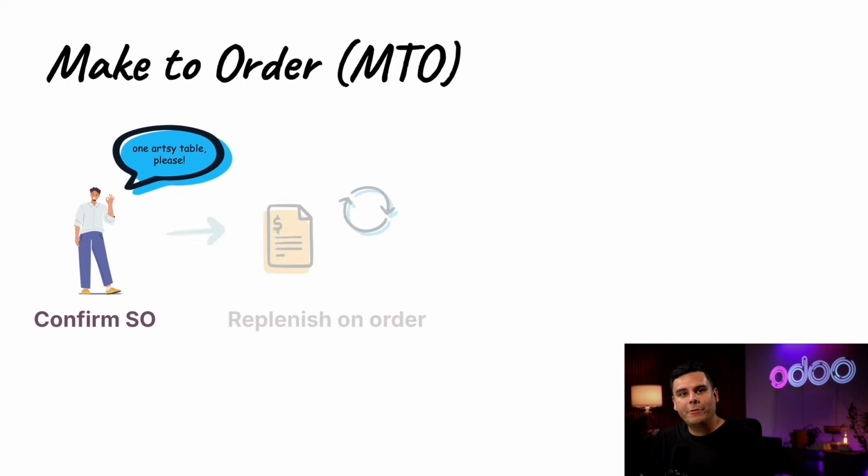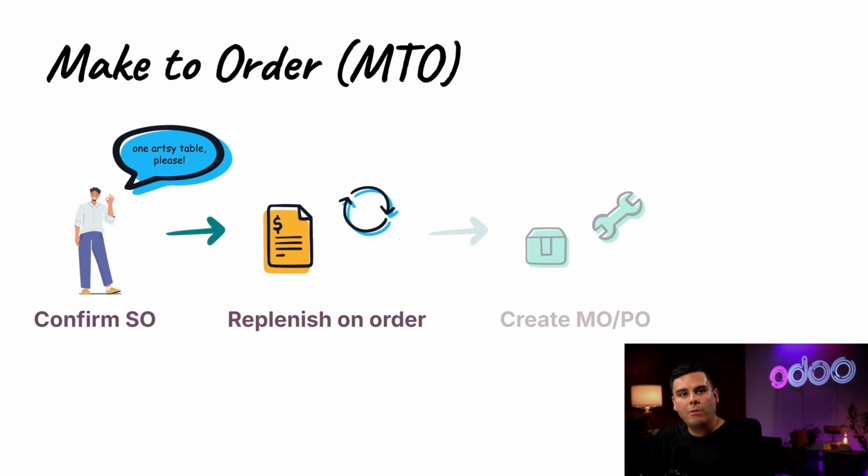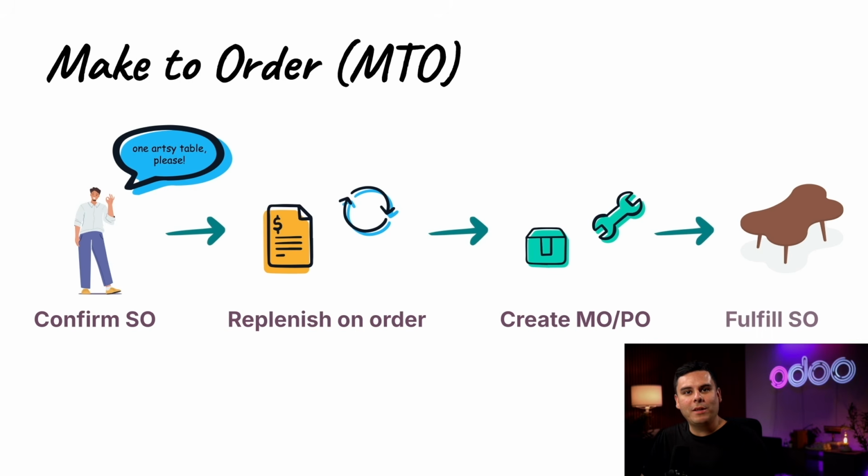When a sales order is confirmed for an MTO product, Odoo automatically triggers replenishment for the product. Since we're covering MTO for manufacturing in this video, that means Odoo creates a manufacturing order. Once the product is manufactured, we can fulfill the sales order as well. MTO is also great for traceability because replenishment occurs even if there's enough stock on hand to fulfill the order. That means each manufacturing order is tied to a sales order, so demand is clearly traceable.